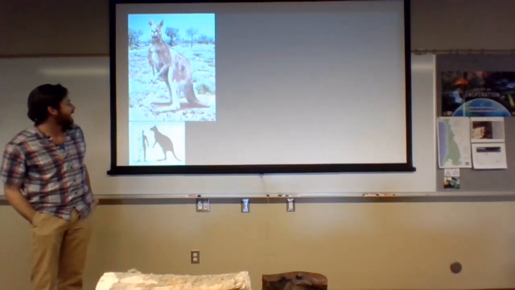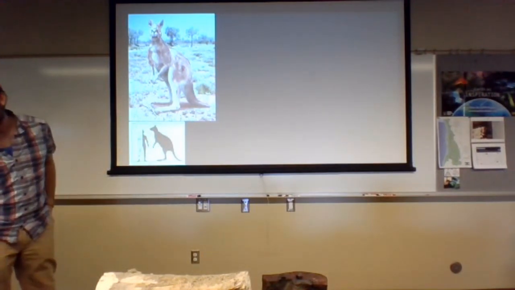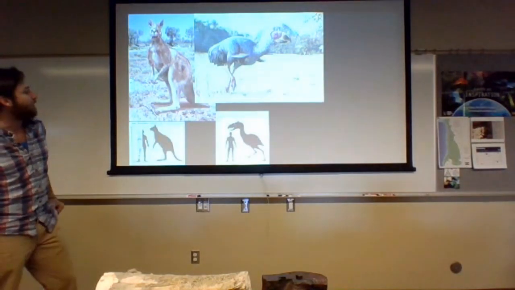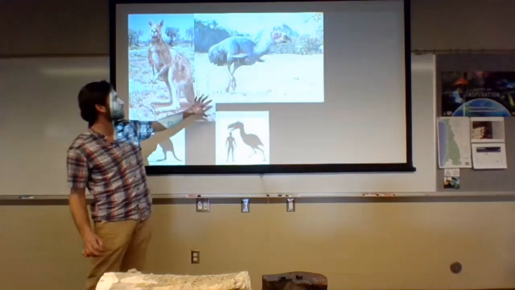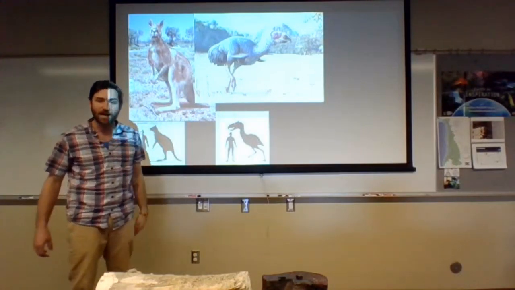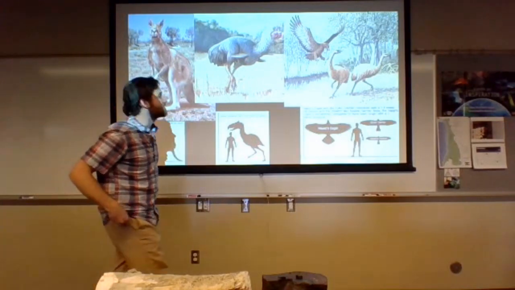Here's one of these animals, not from North America, the gigantic kangaroo, the Procoptodon. Here's one of the gigantic terror birds, the Titanis. Look at this thing, bigger than a human. It could bite your little head off right there, no problem. Scary to me. And then the Haast's eagle.